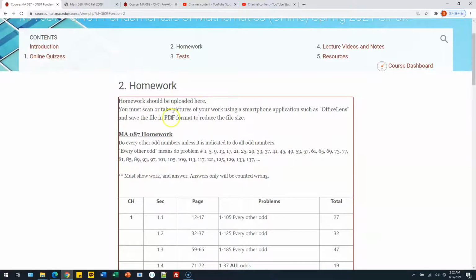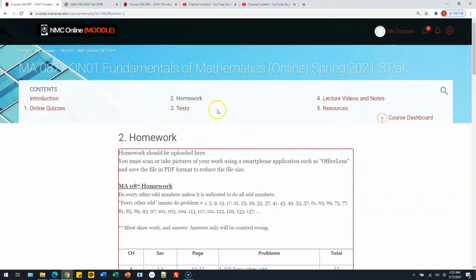So all your work will be saved in a file in PDF format. So this will reduce your file size. If your file size is small, then it helps you to upload your file, and then also it helps me to download your file. So use an application like Office Lens and then save it in one file, one PDF file. So when you upload your homework, you will upload only one file, one PDF file. And this PDF file contains all your work, all your pictures. Alright, so this is how you can upload your file.